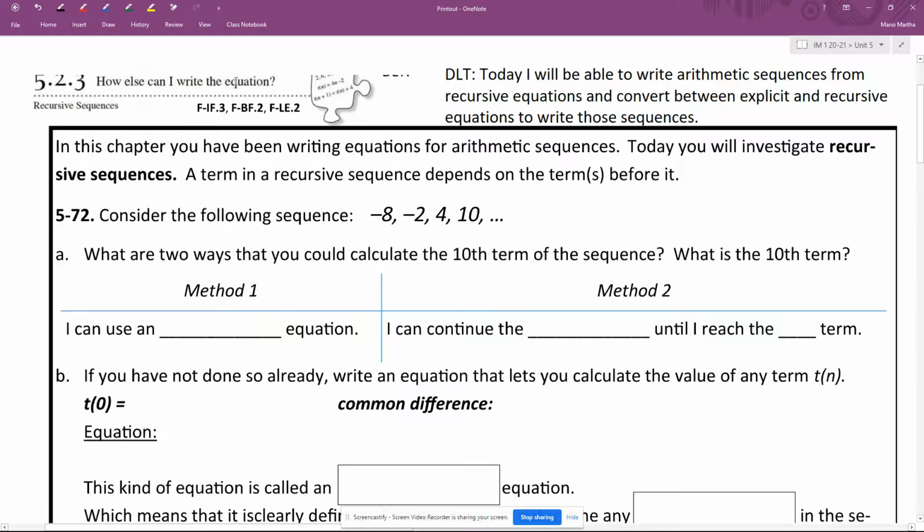How else can I write the equation? The learning target for today is that I'll be able to write arithmetic sequences from recursive equations and convert between explicit and recursive equations to write those sequences.